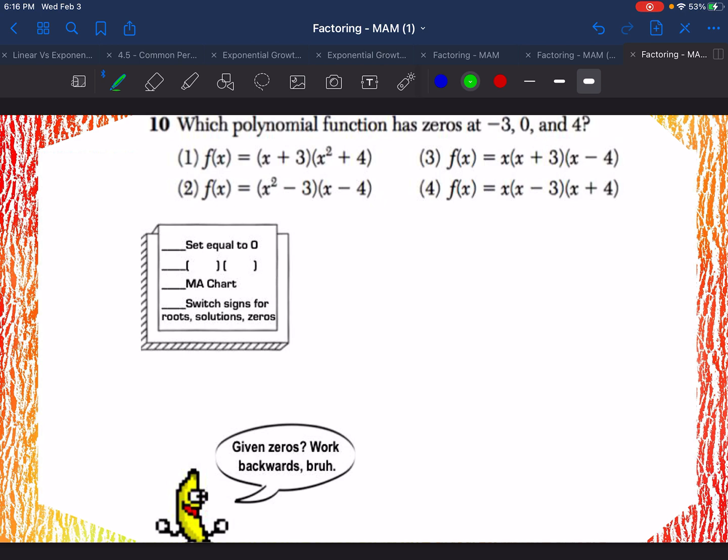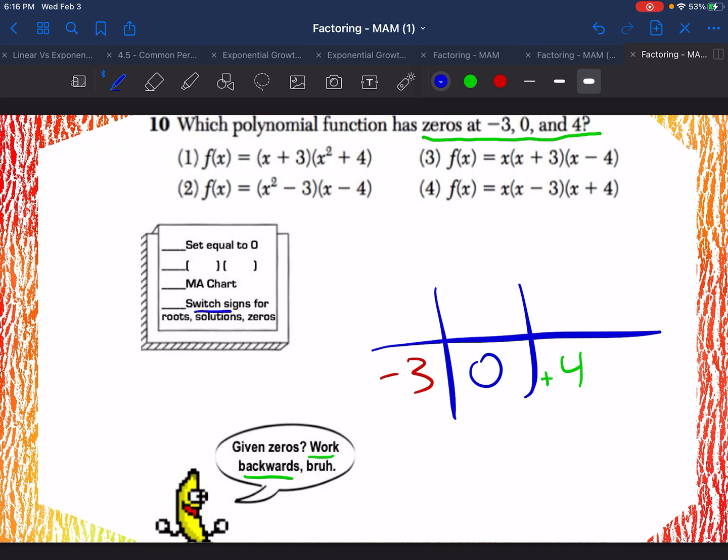For this example, they gave you the answers, and they want you to work backwards to figure out the factors. So just to set you up, I have -3, 0, and 4, which is positive. If I want to work backwards here by doing this, switching the signs, what would my factors and answer be? Hopefully you said choice 3, because I am just switching my signs and putting an x in the factor.